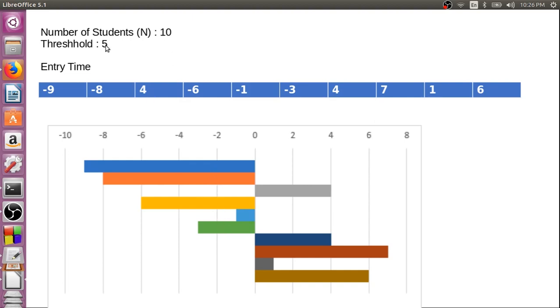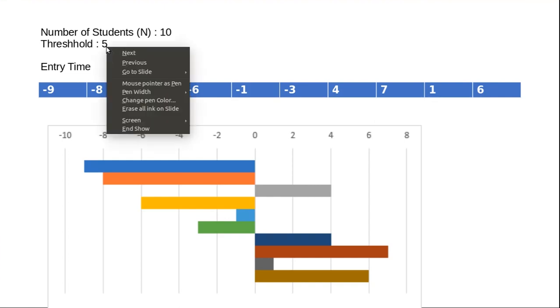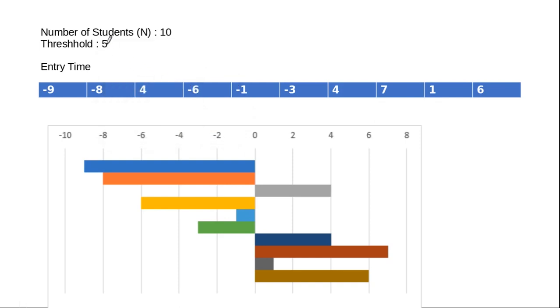But if the threshold is changed from 5 to 6, then the class will be cancelled because we only have 5 people at the beginning of the class. Now let's try to solve this particular problem in C language.